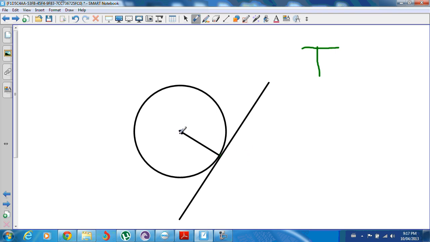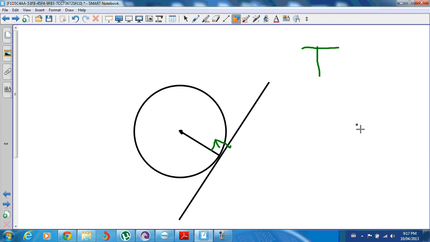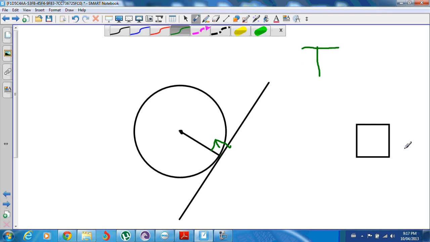At the point where the radius meets this tangent line, it's a right angle. In other words, it's a perfect corner, like on a box. See this box here? That's a right angle. That's always going to be 90 degrees. So of course, this angle here is 90 degrees, where this line here and this tangent line here meet. It forms a perfect 90-degree angle.